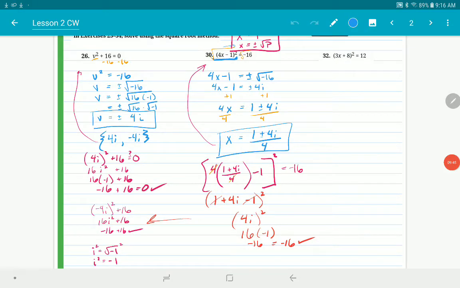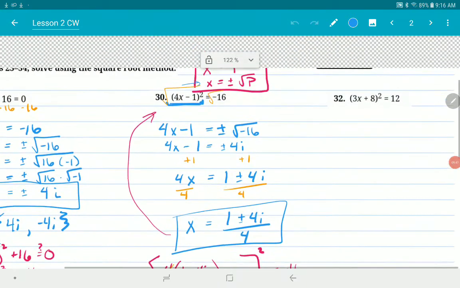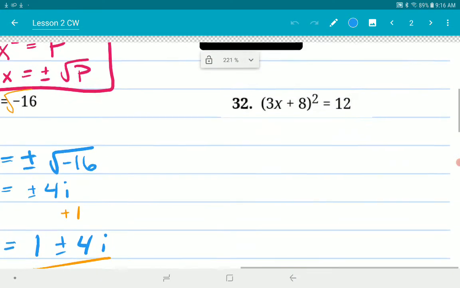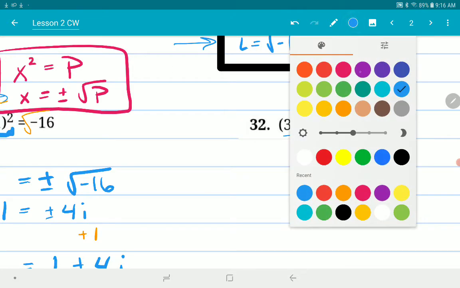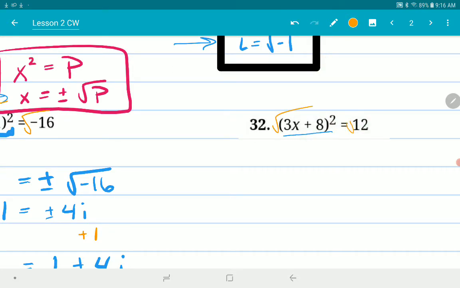Okay, last example, we have number 32, and again, we have the squared term by itself on the left. That means I can just take the square root of both sides. The square and the square root cancel, and I get 3x plus 8 on the left. And on the right, I have plus or minus the square root of 12.